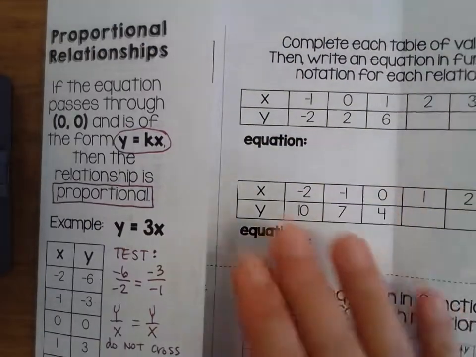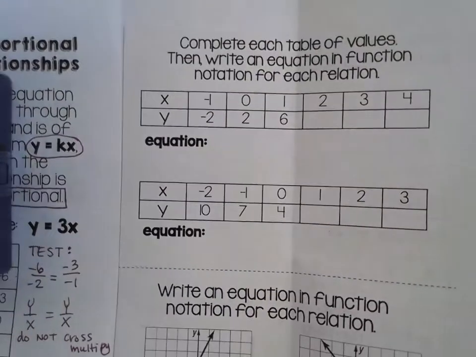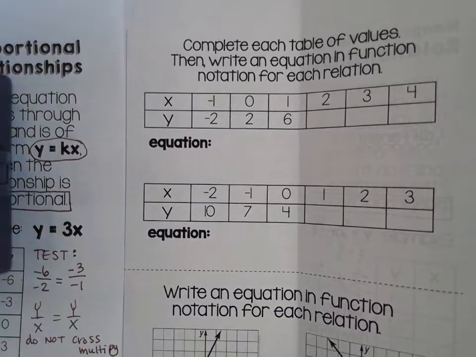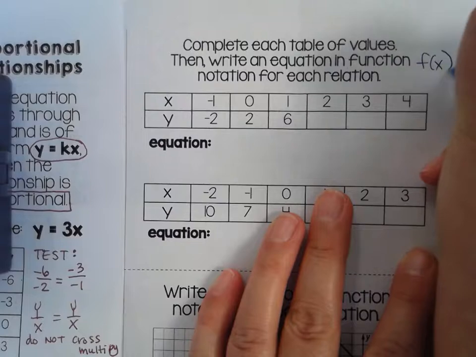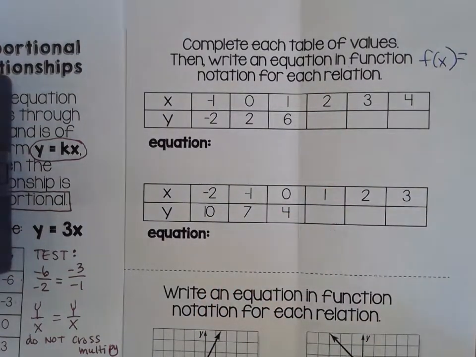Okay, so I'm going to slide my paper over just a little bit. And let's see, complete each table of values, then write an equation in function notation. So again, we're writing an f of x. f of x equals, to write some of these.